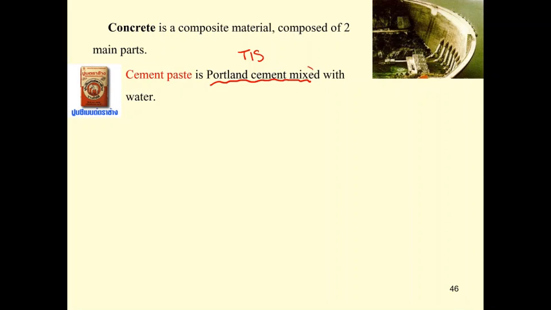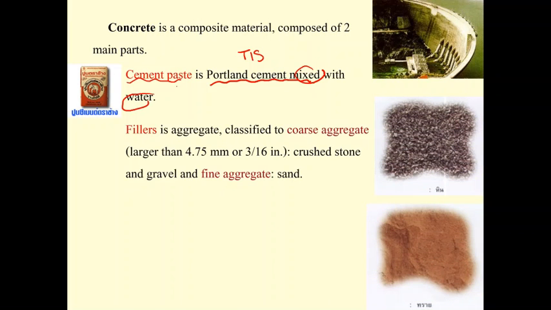The Portland cement is mixed with water to form the cement paste. Then we put in some filler, which is the aggregate, into the cement paste to reduce the cost of concrete. The aggregate must be compatible with the cement paste; they should have very close properties. It's a natural material.